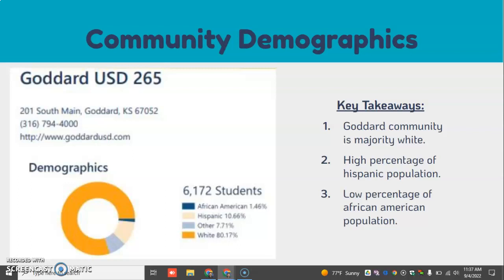From this, you can see that we have a pretty large district with just over 6,000 students. You can see that the vast majority of our student population is white at about 80%. We do have about 11% Hispanic students, so a little bit larger percentage of them, and then about 1.5% African American students, a pretty low percentage there.